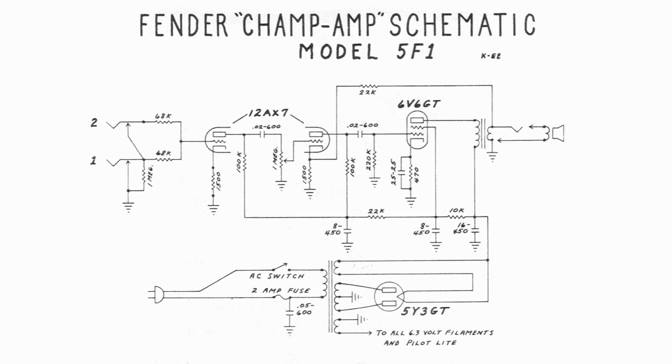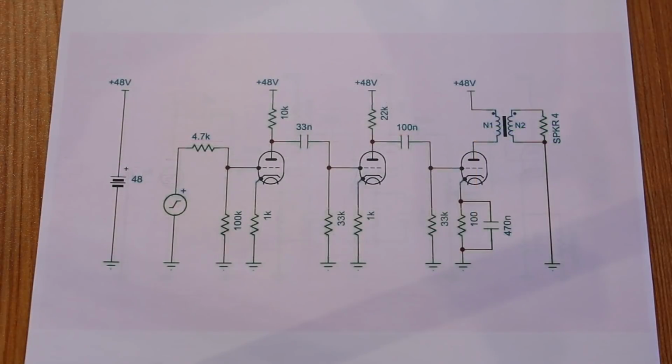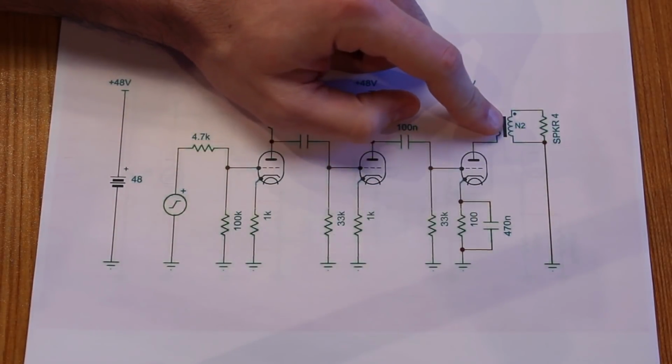But essentially this is based on the Fender Champ amp. We have the input signal coming in to the grid of the first triode, and then that gets amplified, goes into the grid of the second triode, that gets amplified yet again, goes into the grid of the third and final triode, and this triode is our driver triode for the transformer. But what I want to do is I want to eliminate this output transformer.